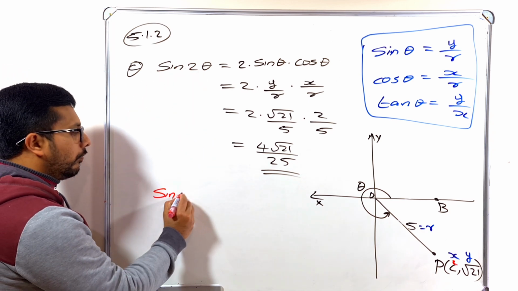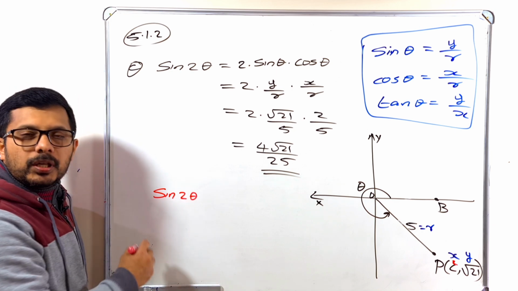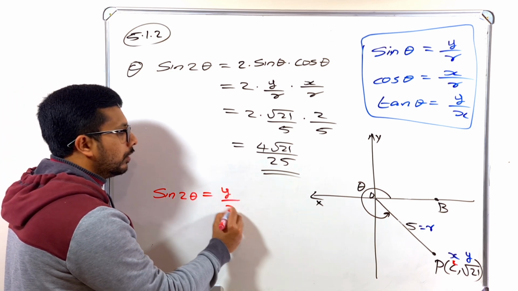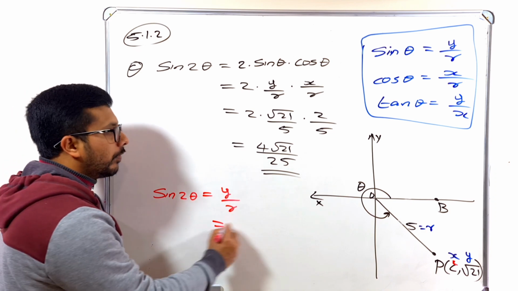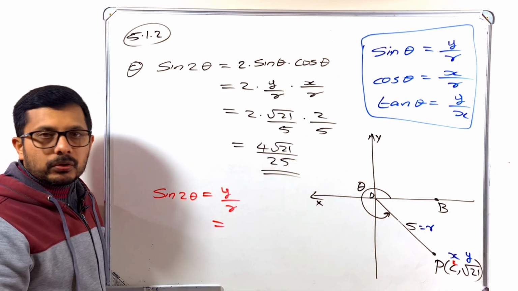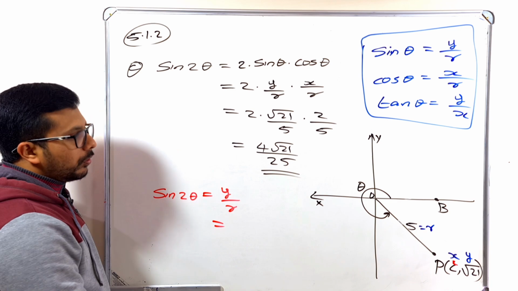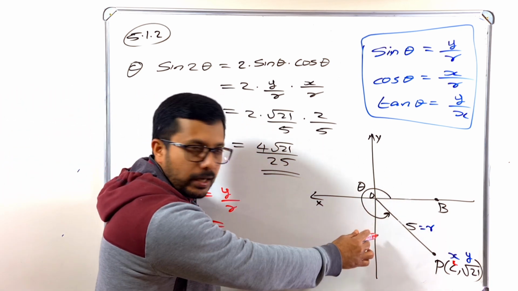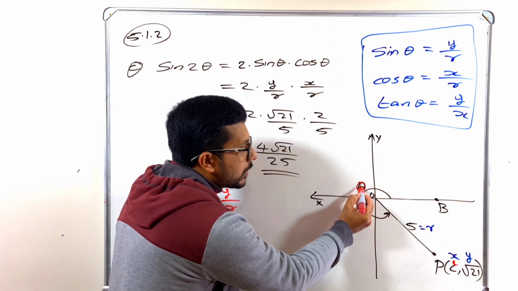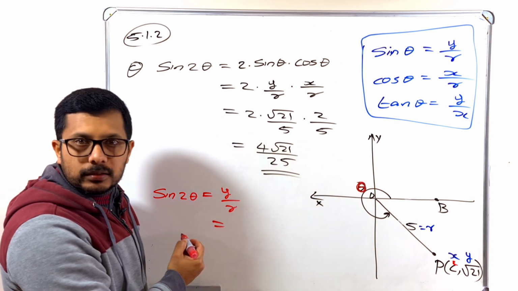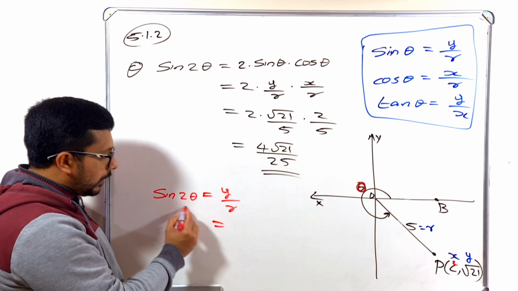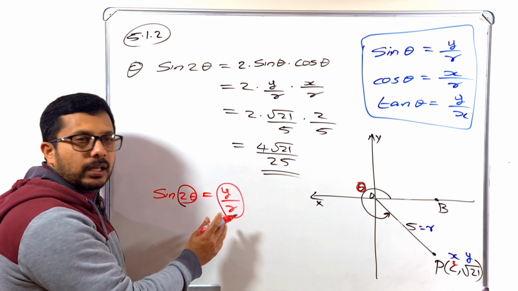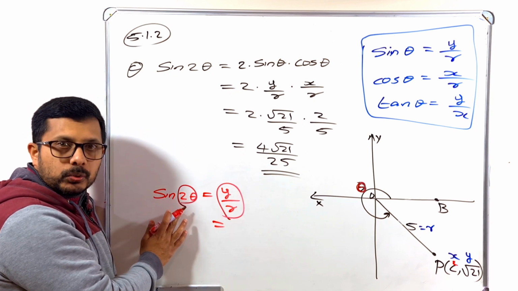So sir, why don't you write sine means opposite side by hypotenuse? So why don't you write y over r, then substitute the values of that y and r? No, it's wrong. Why? Because these x, y and r are based on this angle theta. You understand? But here what is the angle? 2 theta. So this y and r does not match for this angle 2 theta.